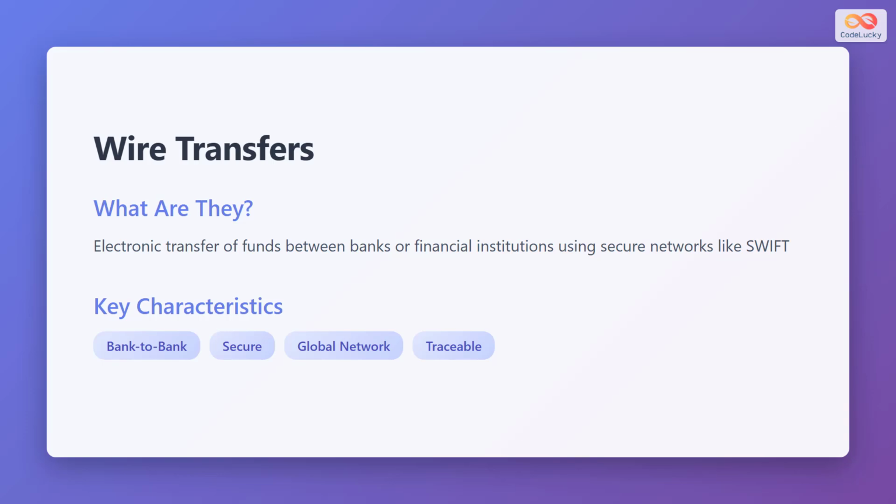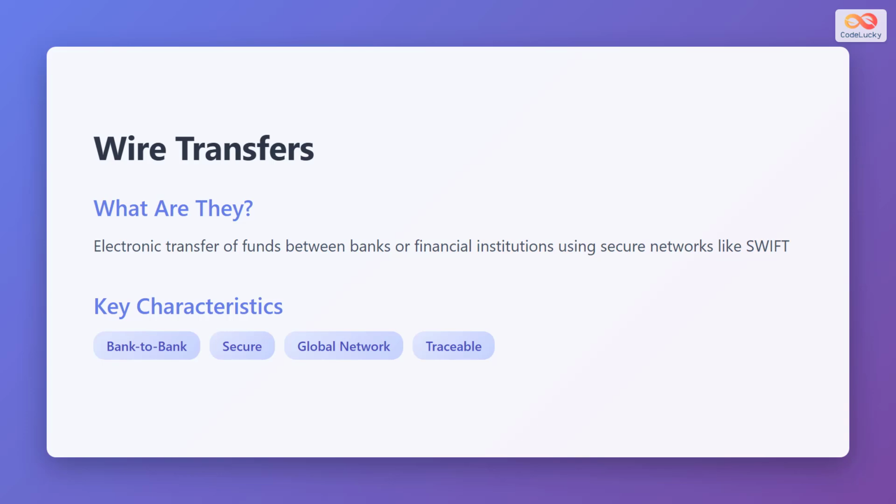Wire transfers are electronic fund transfers that move money directly between banks or financial institutions. They operate through secure networks, with SWIFT being the most commonly used international system. SWIFT stands for Society for Worldwide Interbank Financial Telecommunication.